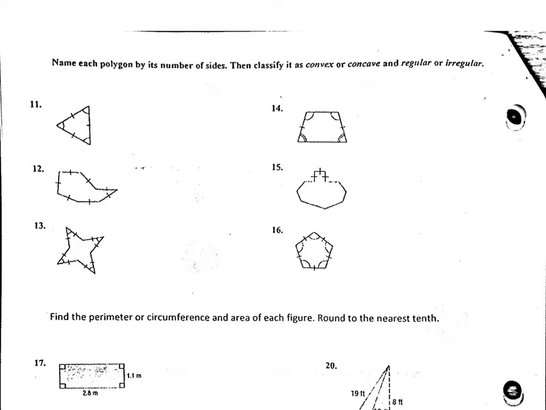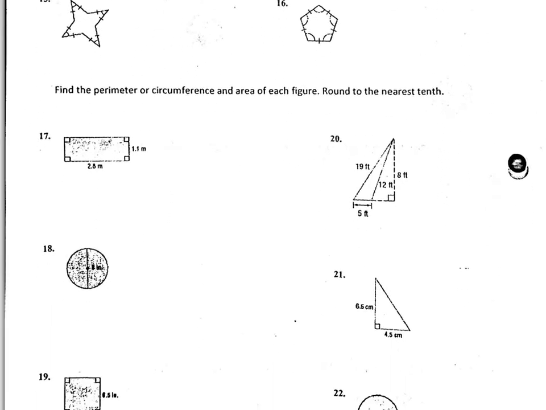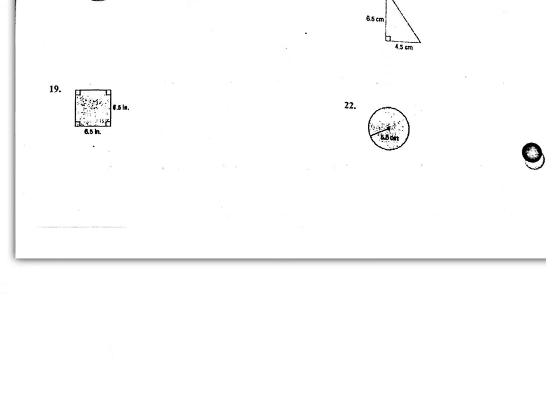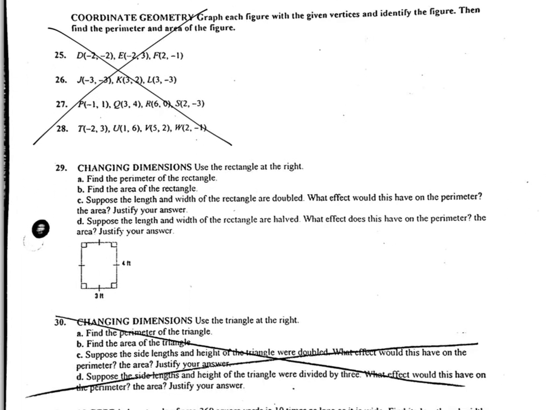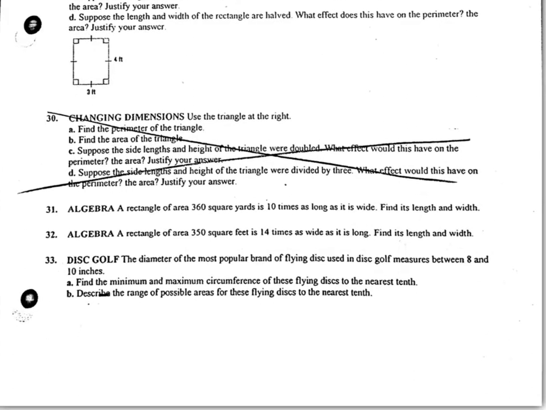Number 11 through 16, again, classifying it just like we did the first few problems: name it, convex or concave, regular or irregular. More perimeter, more area questions. Word problems. I did tell you that you did not have to do 25 through 28. But then you could do the word problems, work those out. You should be good here.